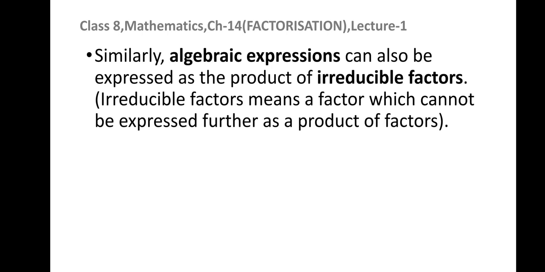Similarly, algebraic expressions can also be expressed as the product of irreducible factors. Now, I have taken an example of 42, but we can take other examples also, like 30. How can you write 30 in prime factor form? 30 can be written as 2 into 3 into 5. That is the prime factor form of 30. Likewise, we can express numbers in prime factor form.